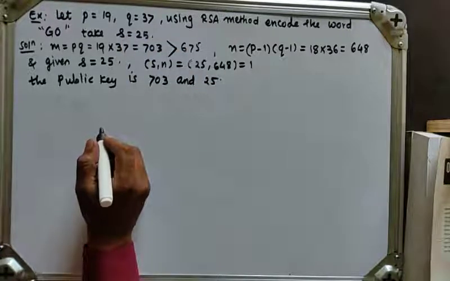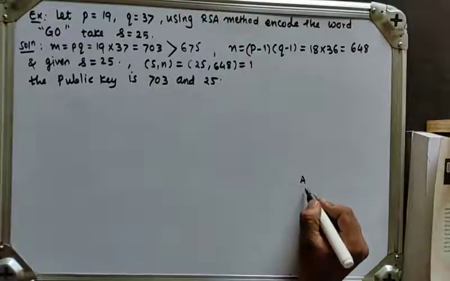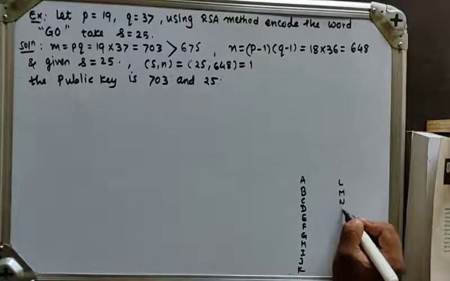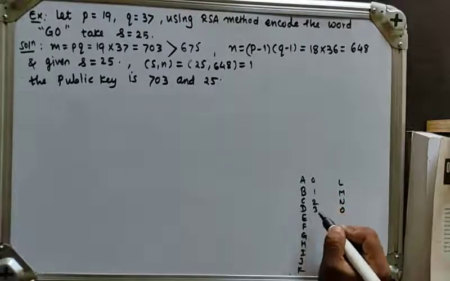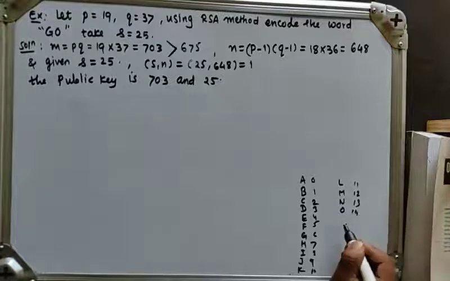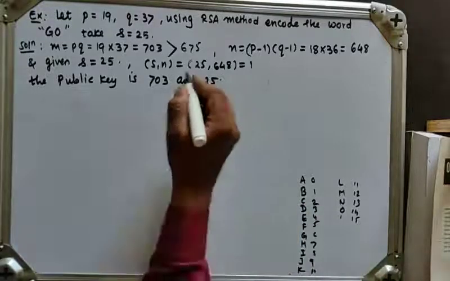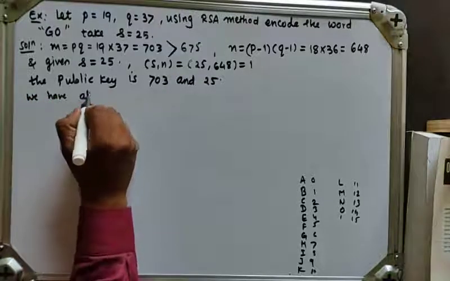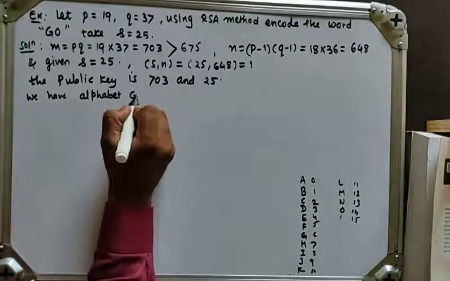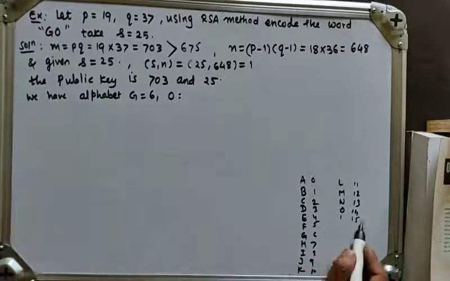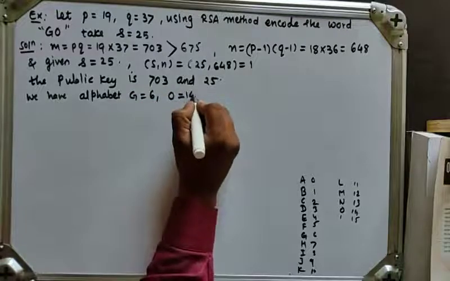Now we know the alphabet numbers. A, B, C, D, E, F, G, H, I, J, K, L, M, N, O start from 0, 1, 2, 3, 4, 5, 6, 7, 8, 9, 10, 11, 12, 13, 14 and so on. So G has value 6 and O has value 14.